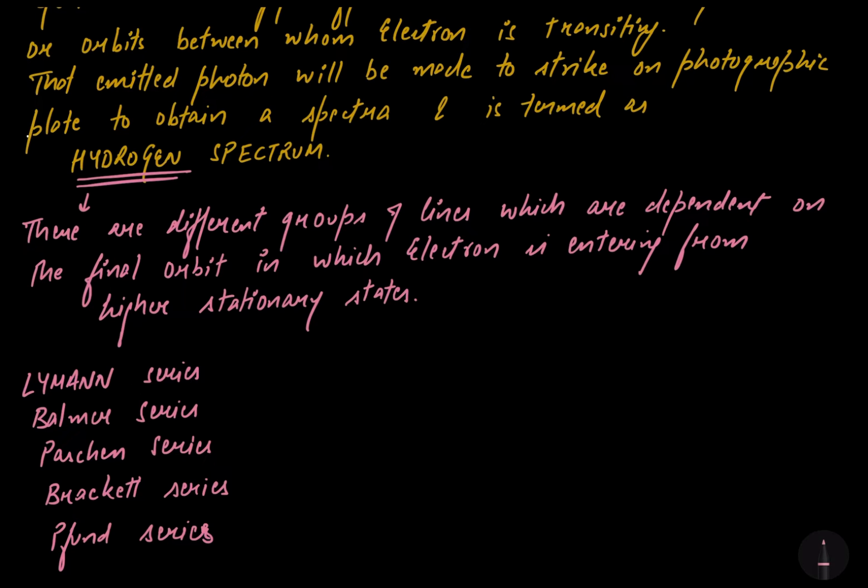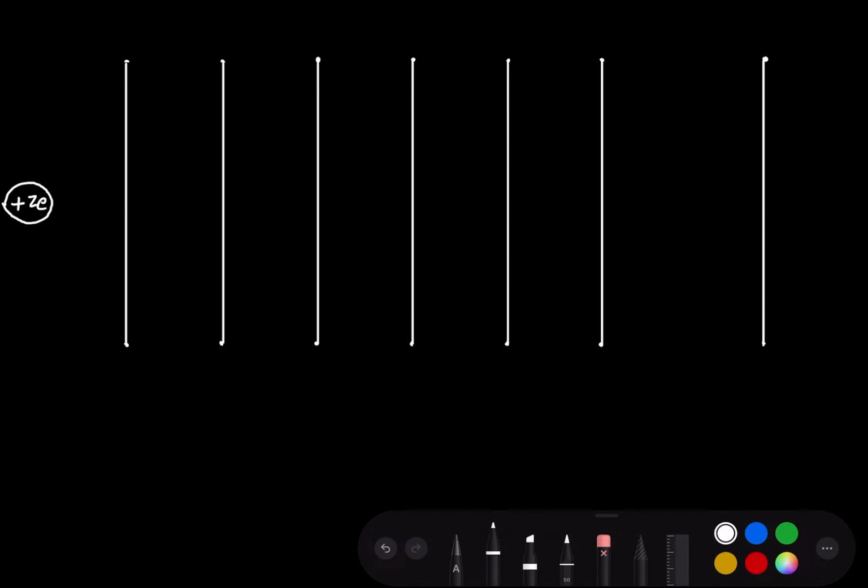Now let's talk about these different series in a bit of detail. So I have already made different orbits of the hydrogen atom. Let me firstly number them. Now let this orbit be the number 1 orbit. Here I am writing n. This is the first orbit, the second orbit, the third orbit, the fourth orbit, the fifth orbit, the sixth orbit, and finally the infinity orbit. Now I am making a table for you for easy understanding.